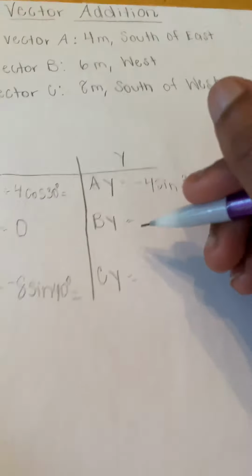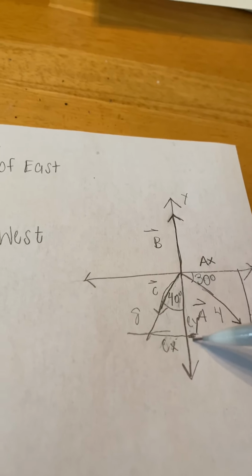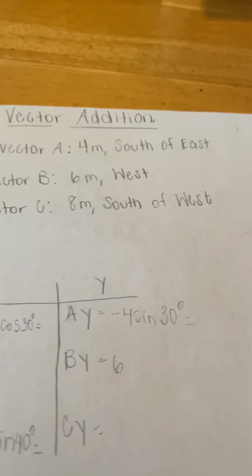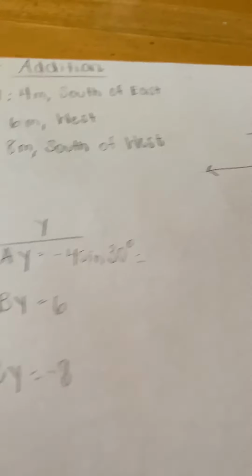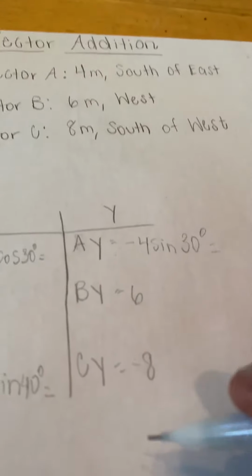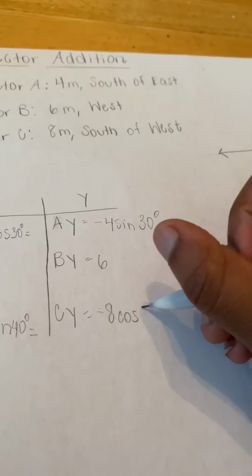Okay, and so for CY, this is your CY right here. And so you look, this is the hypotenuse, and since it's beside it, it's adjacent. So that will be cosine. And since this is also going downward, it will be negative. So it will be negative 8 cosine of 40.